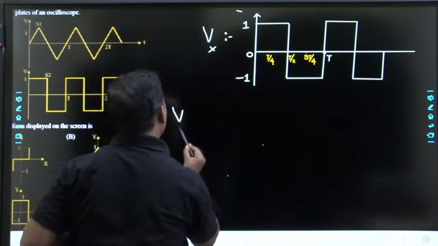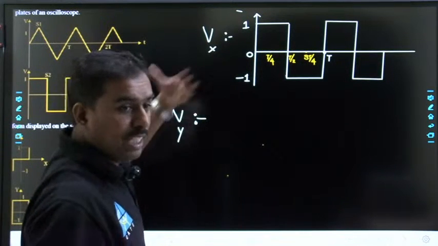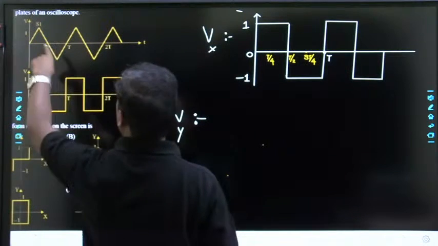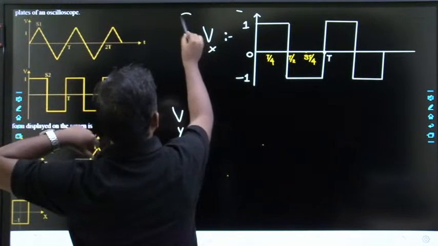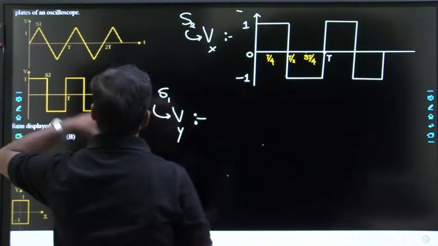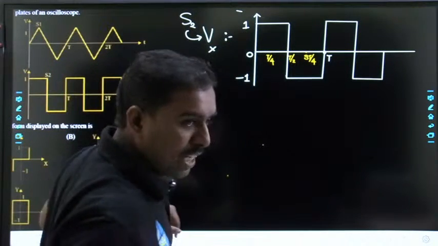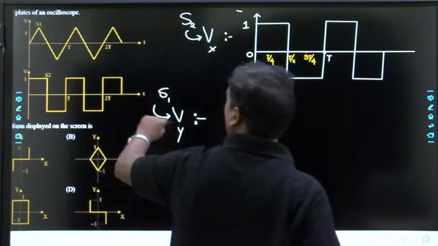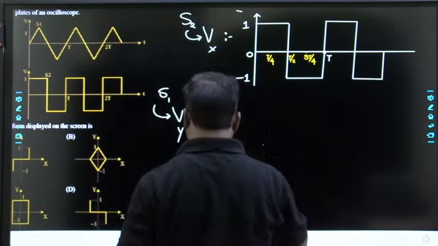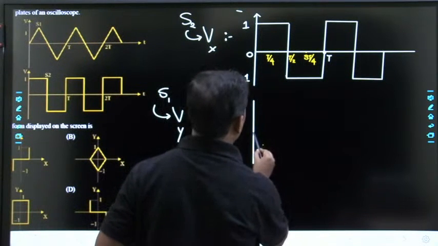Next, what is Vy? Voltage applied to the vertical plates is S1, so this is S2 and this is S1. To confuse you, he has given the first diagram that and the second diagram this. So voltage applied to the Vy plates is S1. So that waveform also I am drawing. Have patience. Then only you will get the answer.